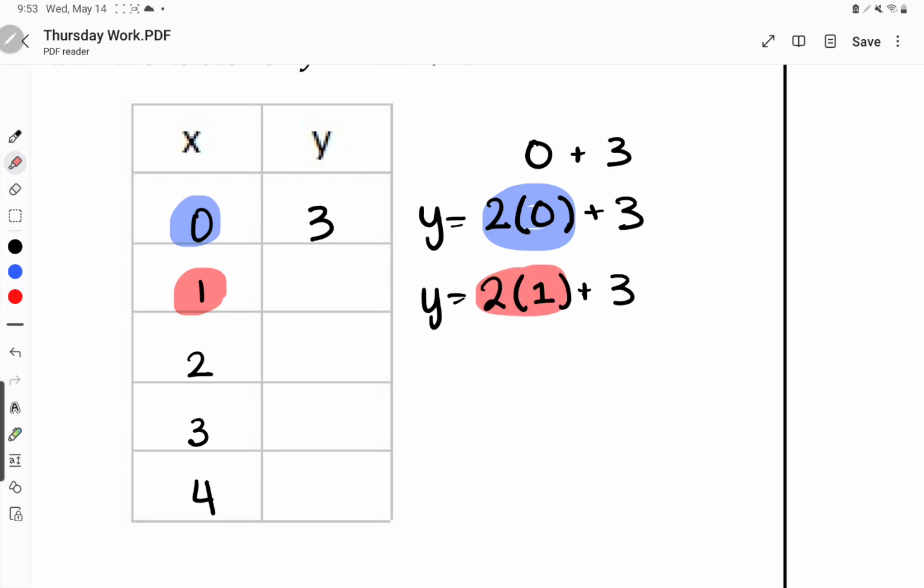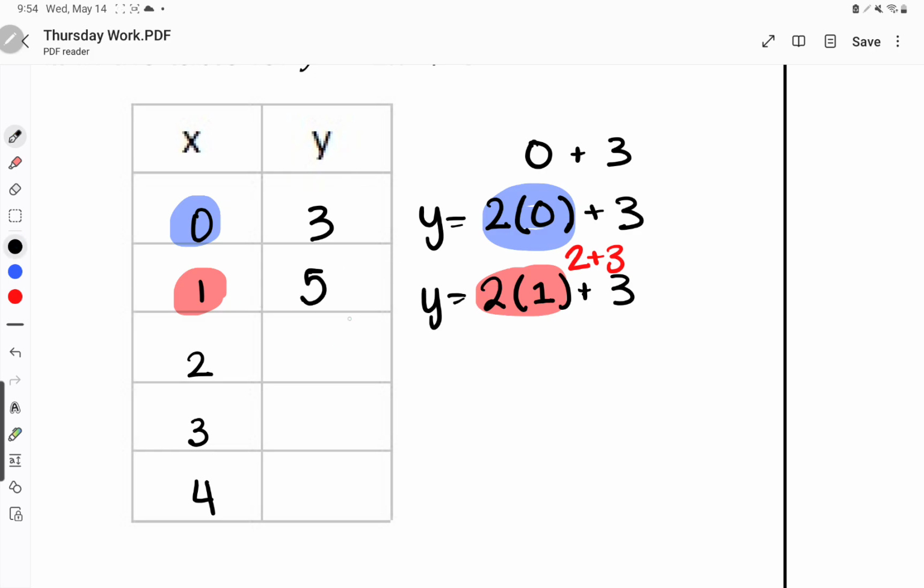We start with 2 times 1. And what's 2 times 1? 2 times 1 is 2. And then I still have my little 3 right here. So I would do plus 3. Whoa, that's nasty. And then we have 2 plus 3. And what's 2 plus 3? 2 plus 3 is 5.